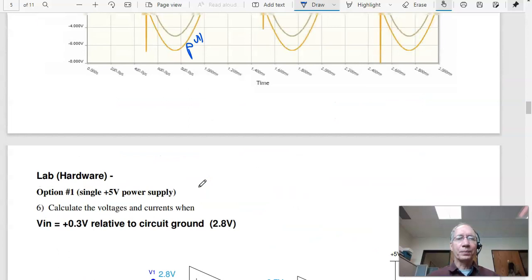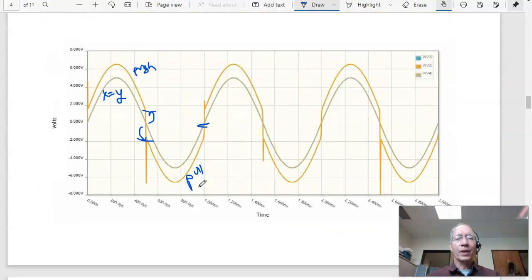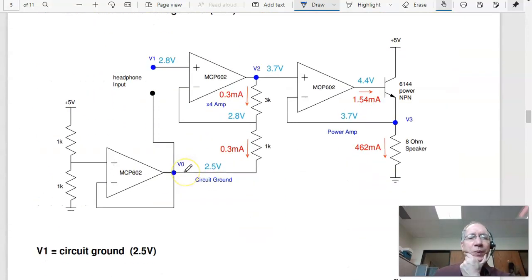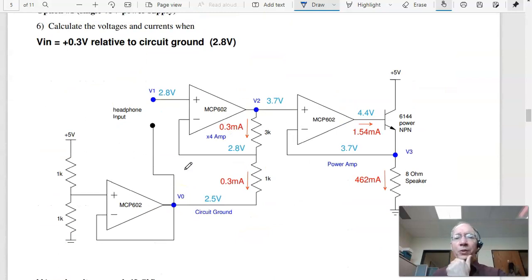And hardware. There's a couple different circuits for hardware. The first one is assuming you don't have access to a negative power supply. Design a power amplifier capable of driving an 8-ohm speaker.